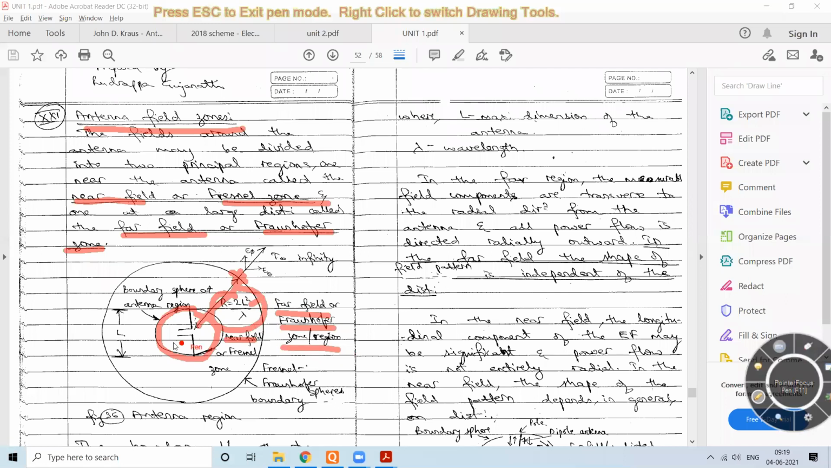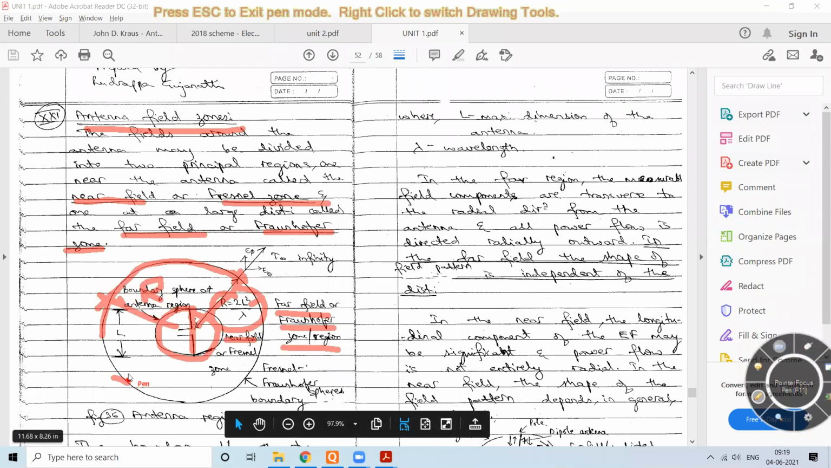Now, L is the maximum dimension of the antenna. In this case, it will be the length of this dipole. Lambda is the operating wavelength of this antenna. Based on this, we see whether the point falls in the near field or the far field. We can move around at a constant distance: any point on the circle is also at a distance r.